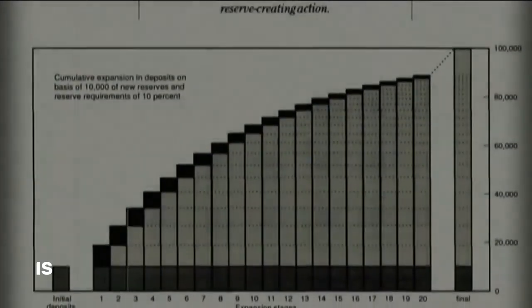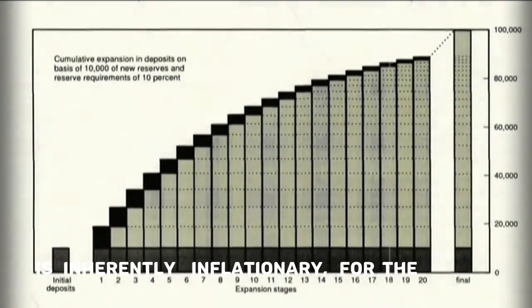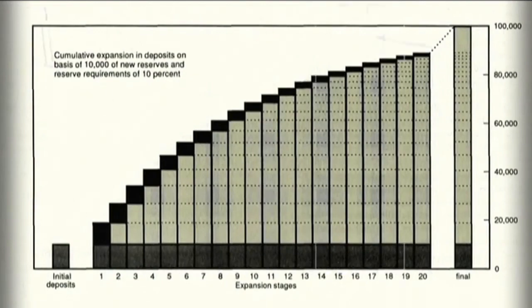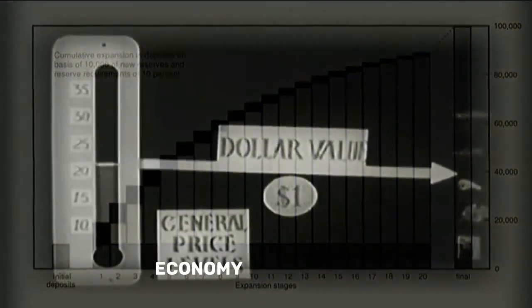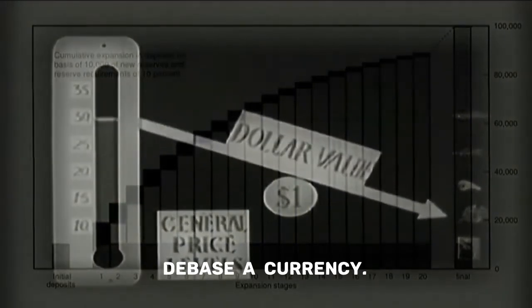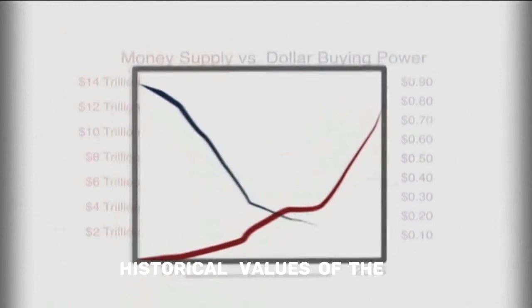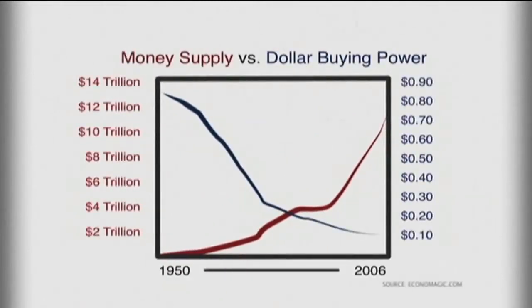Of course, it can't. The fractional reserve system of monetary expansion is inherently inflationary. For the act of expanding the money supply without there being a proportional expansion of goods and services in the economy will always debase a currency. In fact, a quick glance at the historical values of the US dollar versus the money supply reflects this point definitively, for the inverse relationship is obvious.